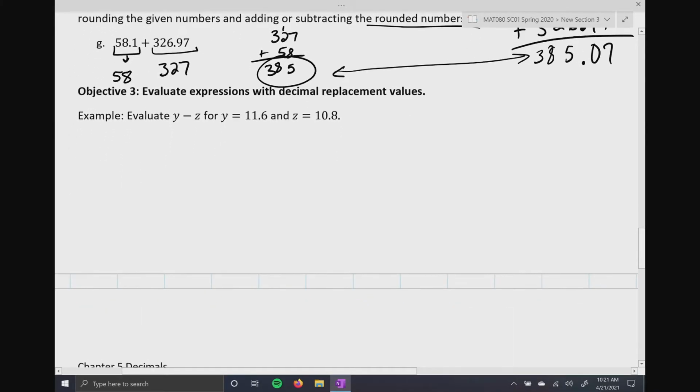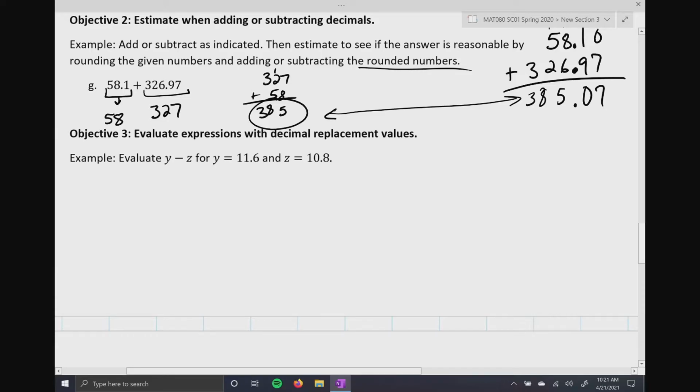So objective 3, we're going to evaluate, and hopefully you remember how to evaluate. All you do is write out the expression. In this case, it's going to be y minus z. And then you make your substitutions. Personally, I like to put parentheses first and then write in the numbers. Now, I'm just going to subtract to see what this is. So 11.6 minus 10.8.